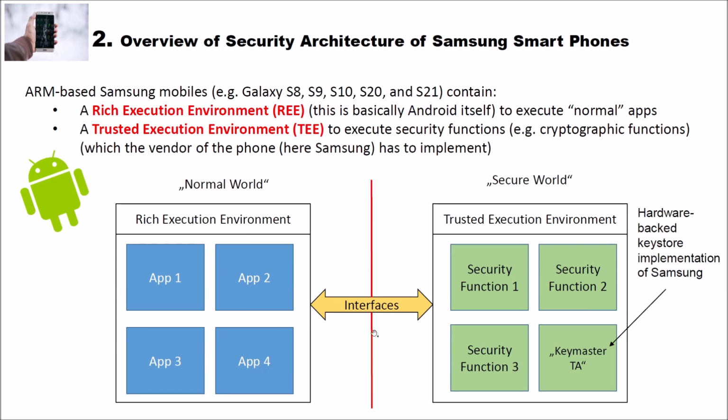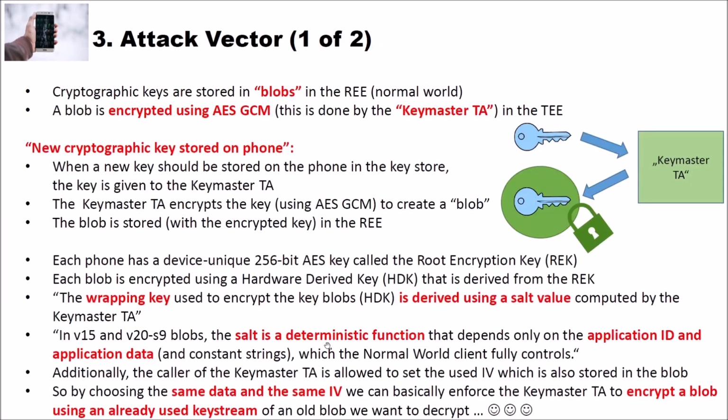So we have two parts, a normal world and a secure world, which are separated from each other also by hardware. So it's impossible for the normal world to read or write or do anything to the secure world. It can only communicate via these interfaces. Now let's have a look at the actual attack vector. Sorry for all the text on this slide, but it's all important. So let's go through the slide step by step.